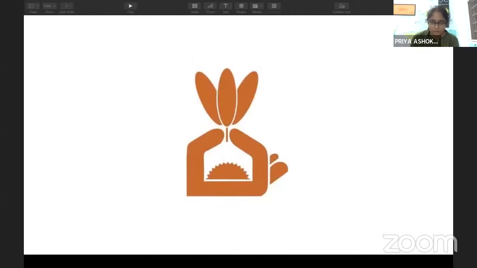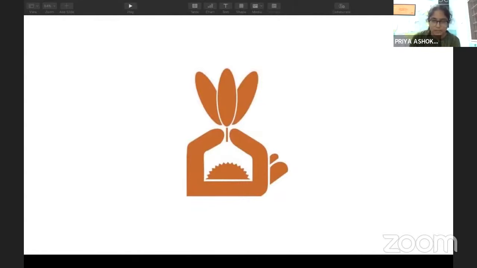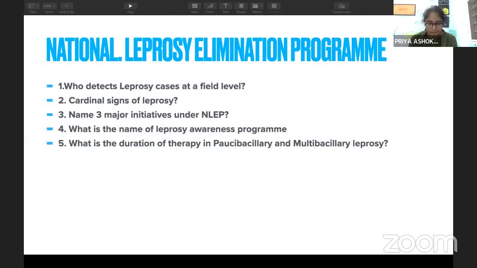Okay, so next question, it goes to Vicky Datta. Identify this logo. National Leprosy Elimination Program. Elimination or eradication? It's an eradication program. Yeah, okay. Your questions are here. First one is, who detects leprosy cases at a field level? ASHA. Correct. Three cardinal signs of leprosy. Hypopigmented patches, hypoesthesia or anesthesia over the skin patches, and thickened nerves. Okay. Name three major initiatives under NLEP.